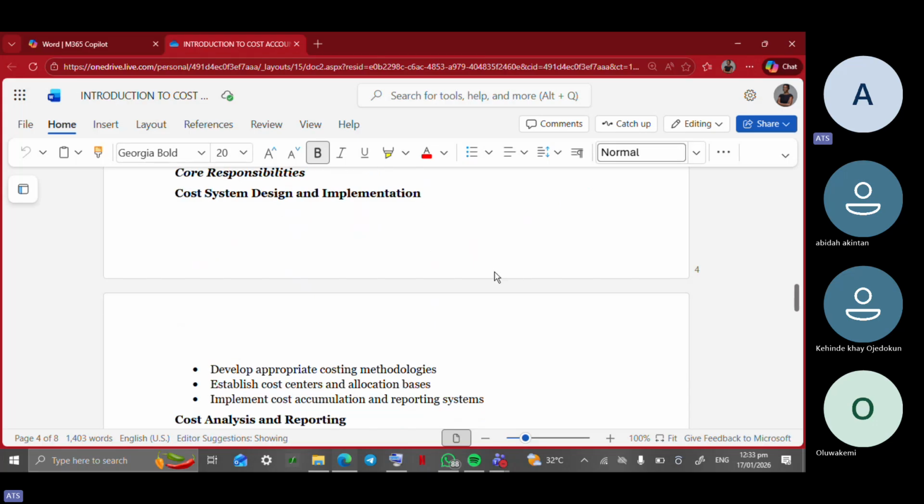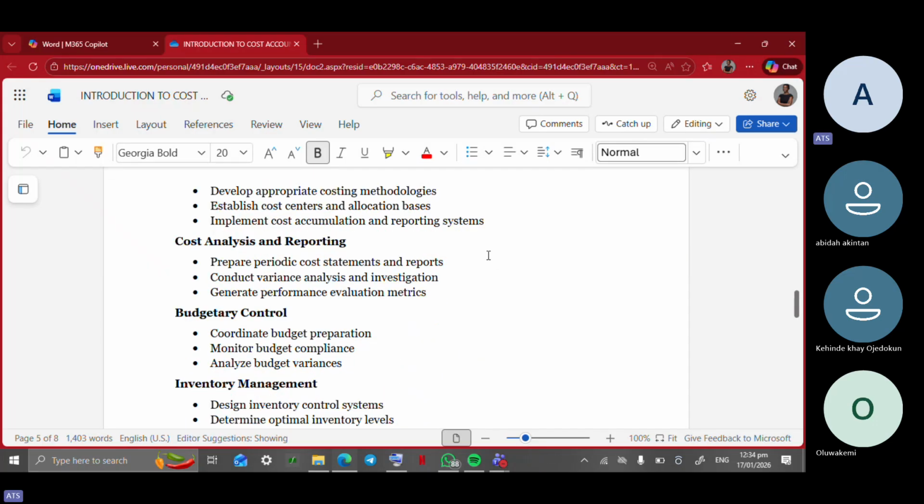The first responsibility of a cost accountant is to design cost systems as well as their implementation. So they have to develop appropriate costing methodologies, right? We're going to talk better on this later, but we have different cost methods: job costing, batch costing, service costing, process costing. It is the cost accountant that determines which costing method or technique is better for the organization. The cost accountant establishes cost centers and allocation bases, and also designs how these methods and techniques will be implemented, and how best to report to management to help them make use of what he or she has analyzed.